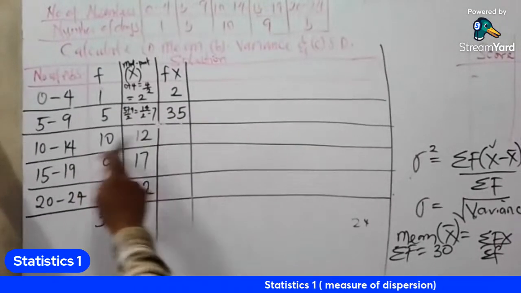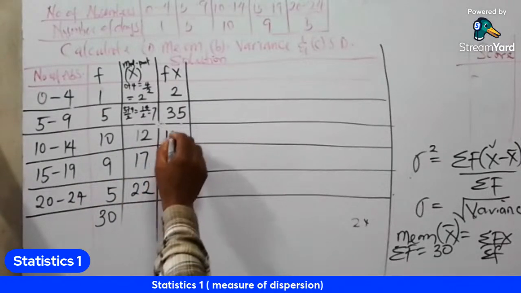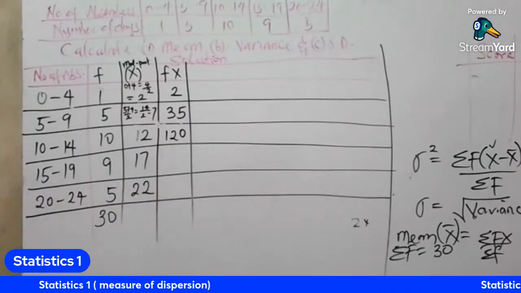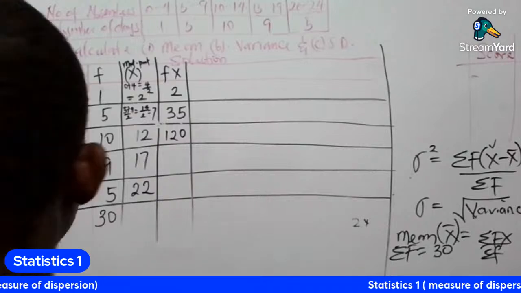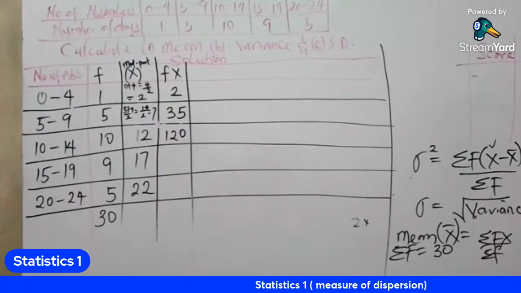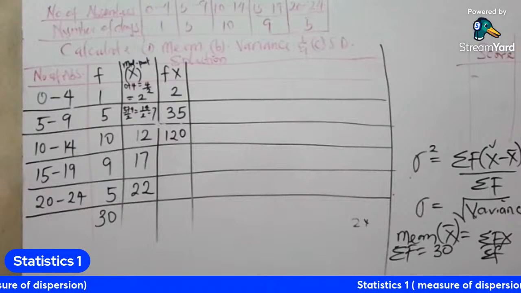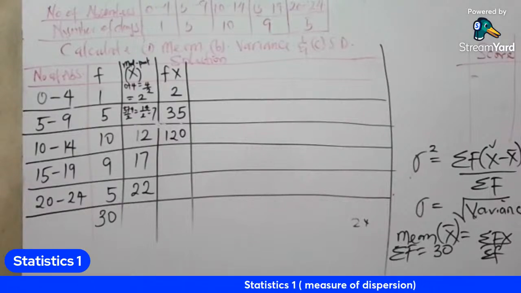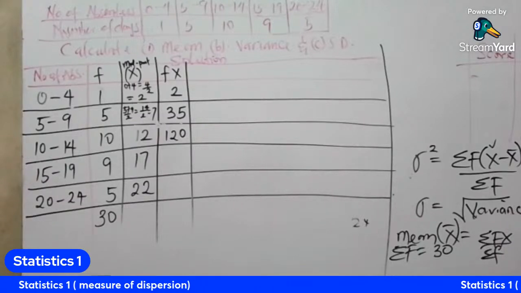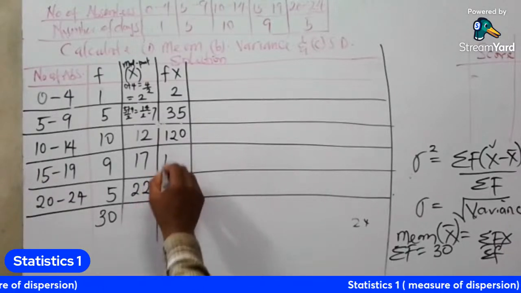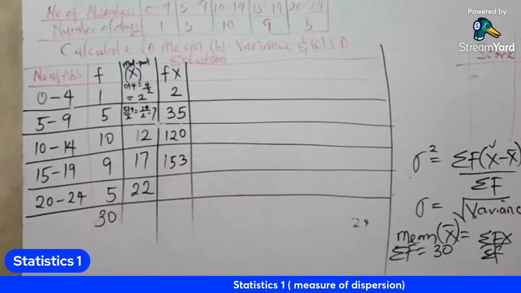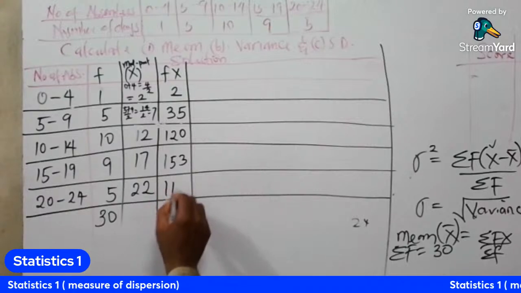So let's move on to this. 10 multiplied by 12 is 120. In case you are free to use your calculator, as you can see, there is no examining body that will allow you to come in with your phone to do calculation. No, you can't. That's why I said statistics is a very easy thing. You can just do your calculation with that. So let me move on to the next one. 9 multiplied by 17 will give me 153, and of course the last one, 5 multiplied by 22, will give me 110.